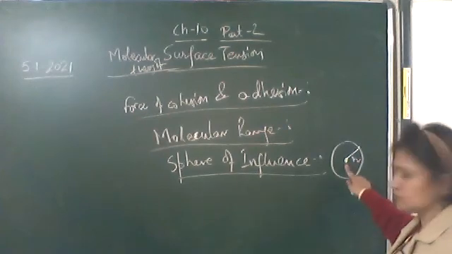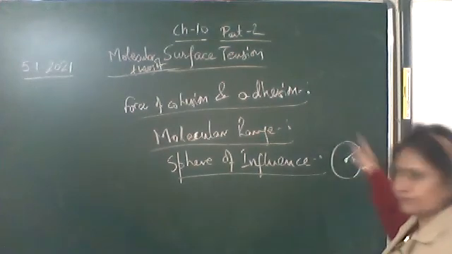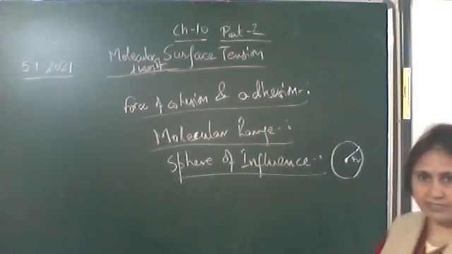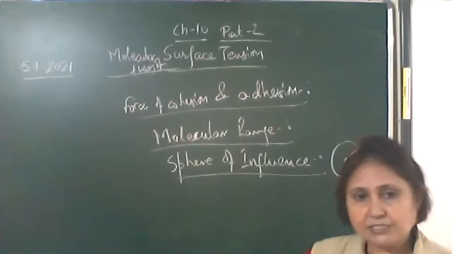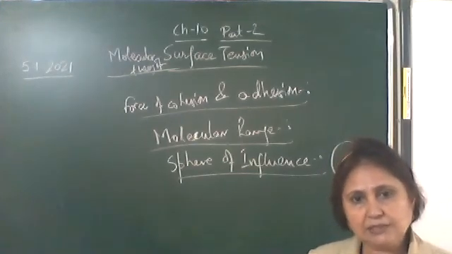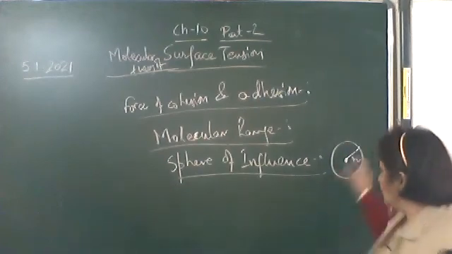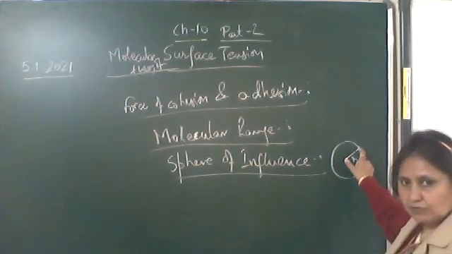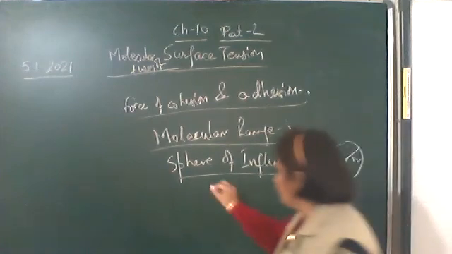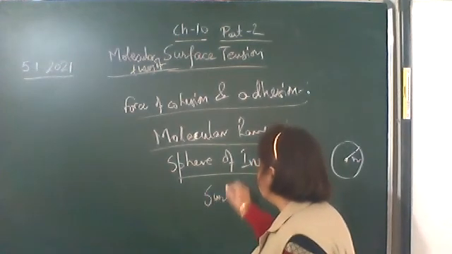So keeping this molecule at the center, we have drawn a sphere around it, and the radius of the sphere is equal to molecular range. And what is molecular range? The maximum distance up to which one molecule can attract the other molecule. That distance we call as the molecular range, and we have drawn a sphere around the molecule whose radius is equal to molecular range. Next is surface film.